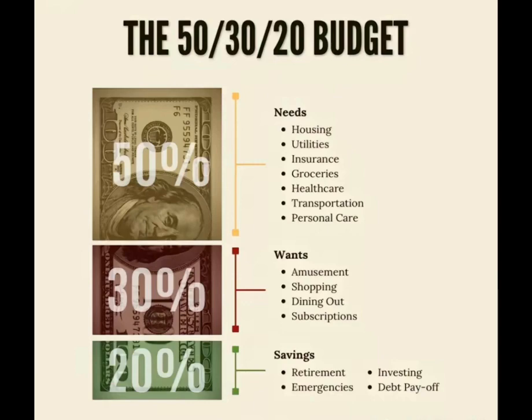Then the 30% goes into your wants, which should be amusement, going to the movies. You need to go shopping for yourself, for leisure. You need to reward yourself for all this hard work. Dining out, to create a good atmosphere for yourself and your family. And then subscriptions. We live in a subscription-based world.